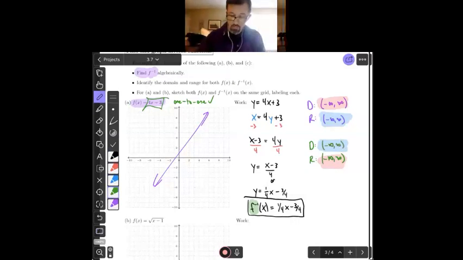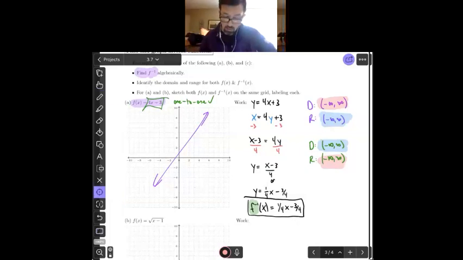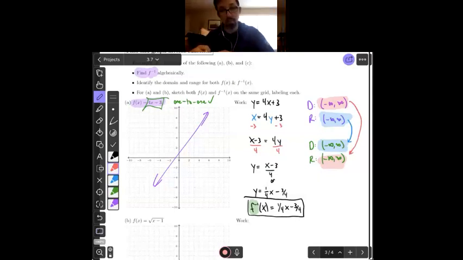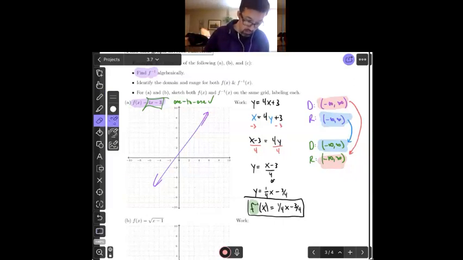So hopefully you get my statement here when I say you don't need to know them to know them. I don't need to know what these are to know what they are. I just need to know what these are in order to know what these are. Does that make sense? So if you're struggling to find the domain and range of the inverse function, just use the domain and range of the original function to help you. All right, last thing, let's graph these real quick.